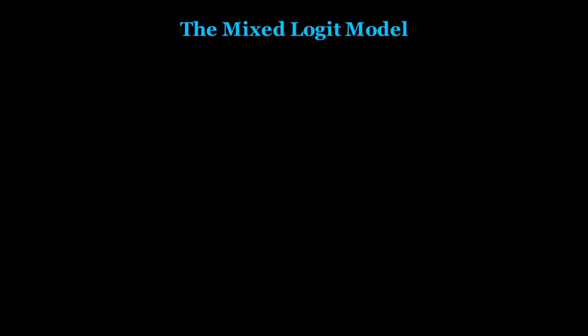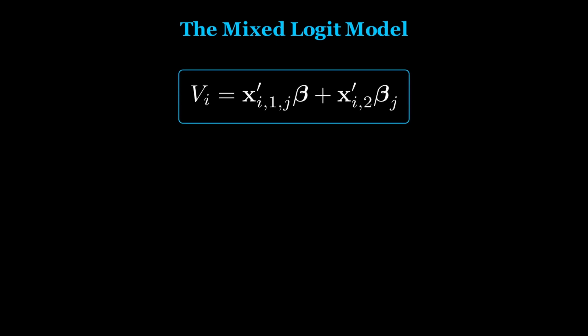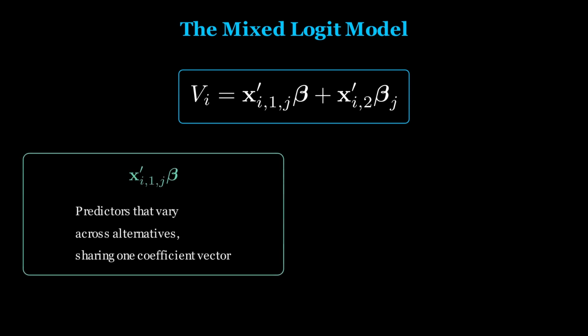The last variant we'll cover for nominal responses is the mixed Logit model. It's a multinomial Logit model that relies on both kinds of coefficients we've seen, a shared beta and category-specific betas. It takes this form. The first term is the multinomial Logit piece, and the second term is the generalized Logit piece. Both live in the same model. Breaking the two terms apart, the first vector, x_i1j, represents predictors that depend on the alternatives. These vary across the different choices, but they share the same coefficient vector, beta. Think of travel time and cost, which genuinely differ from car to bus to bike.